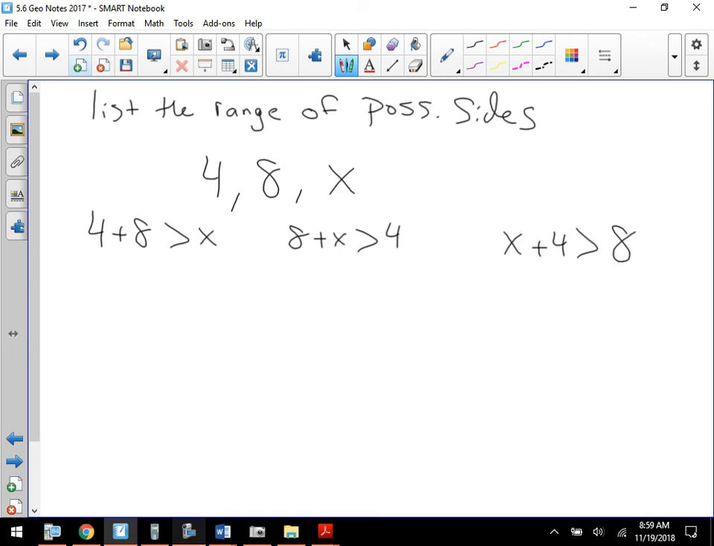You have those 3 inequalities. We okay with that? The sum of 2 of them always is bigger than the third. So what's 8 plus 4? 12. What do you do for this one? How do you get x by itself? Subtract 8. What happens when you subtract an 8 from 4? Can you have a negative segment length? No.